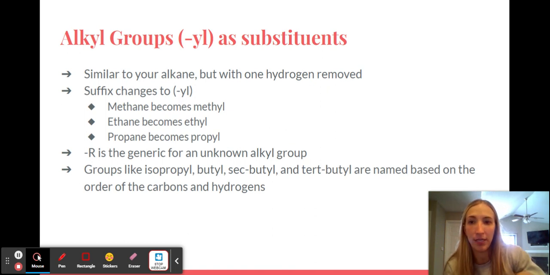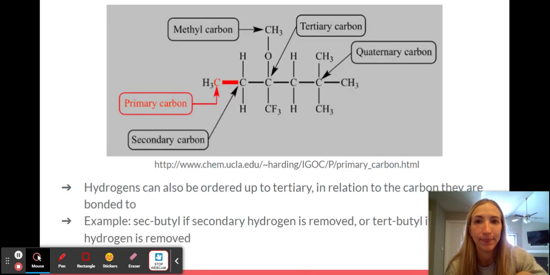And then also there is this R, if you ever see that in chemistry, that is the generic symbol for an unknown alkyl group. So we know it's an alkyl group there, but we just don't know exactly what that is.